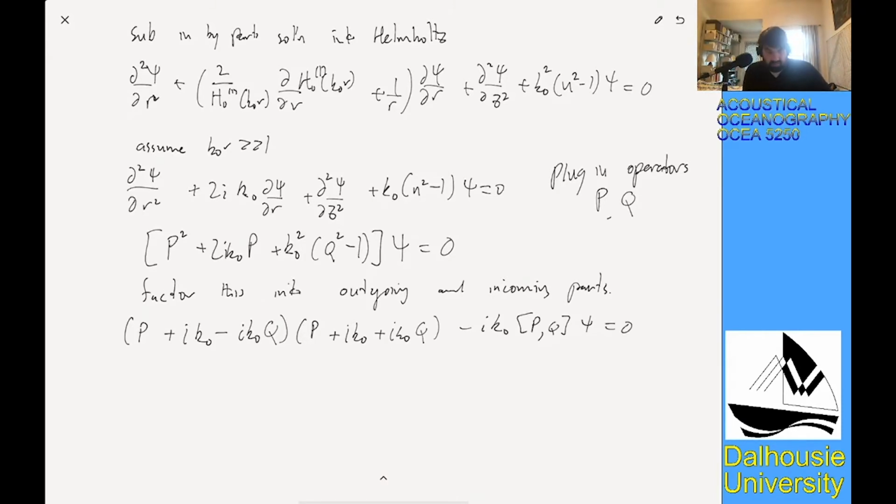If it's been a while since you've done a quantum mechanics course, the commutator of P and Q on psi is PQ psi minus QP psi. Okay? This is the commutator of the operators. Okay? Now, let's just look at the outgoing term.